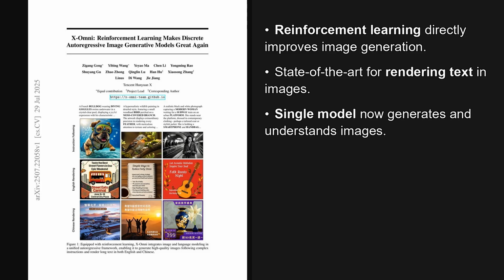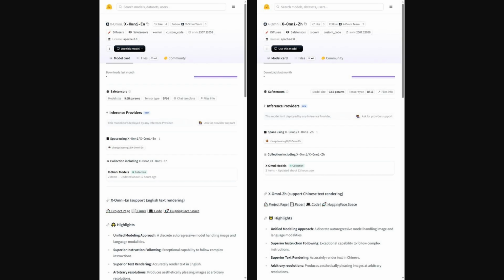The authors present a unified framework that handles both image and language generation, achieving these results without needing classifier-free guidance. Over on Hugging Face, you'll find the 9.6 billion parameter models for English and Chinese, plus a demo space to try out their impressive text rendering capabilities.